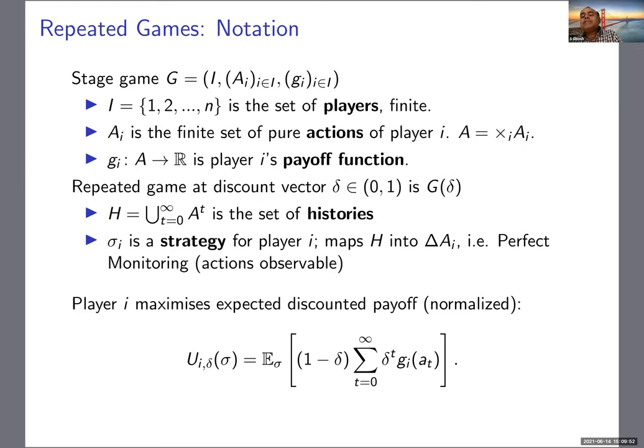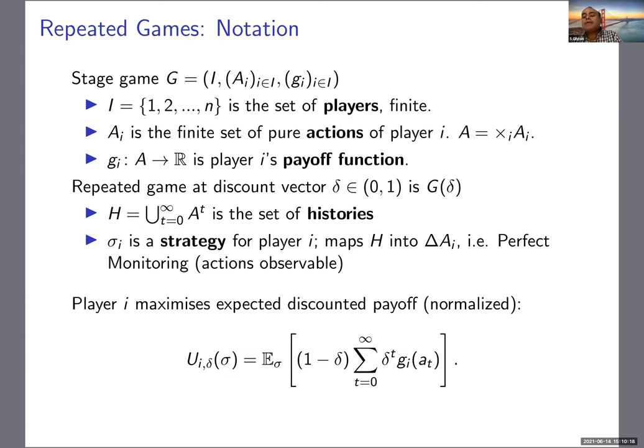So the set of histories is a set of actions that you take. It's a union of A to the power of t, Cartesian products, union over all t. And that's the set of all possible histories. Sigma_i maps all these finite histories into mixed actions of player i. So this is actions observable, perfect monitoring.